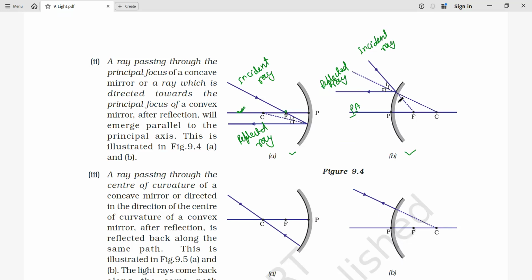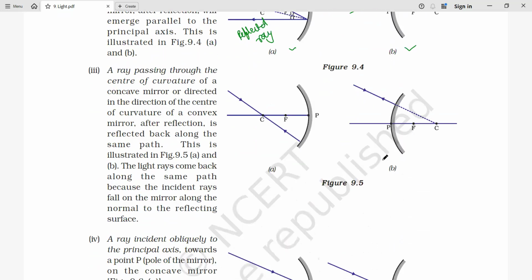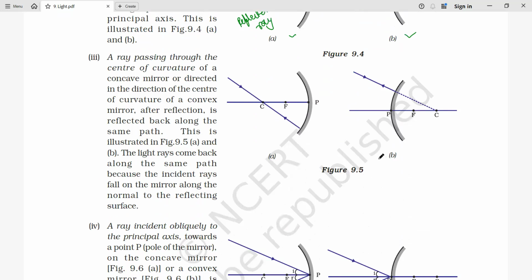Now the third one is, if a ray is going to pass through the center of curvature, then it will be reflected back on the same path. Whereas in case of convex mirror, it is going to appear that it is reflected along the same path. So that is the difference here. Here you are seeing this is the incident ray and this is the reflected ray, both on the same path. Here also in case of convex, incident ray and reflected ray are both on the same line.